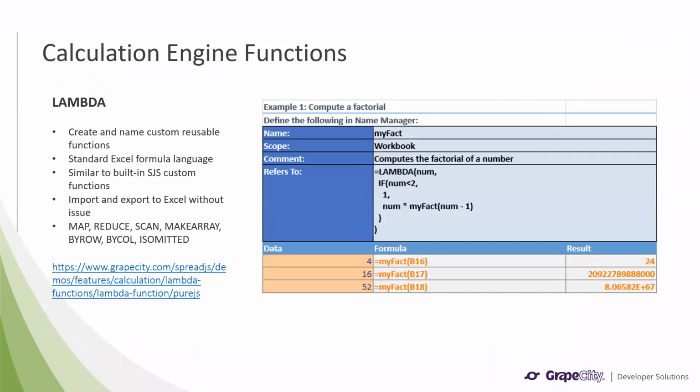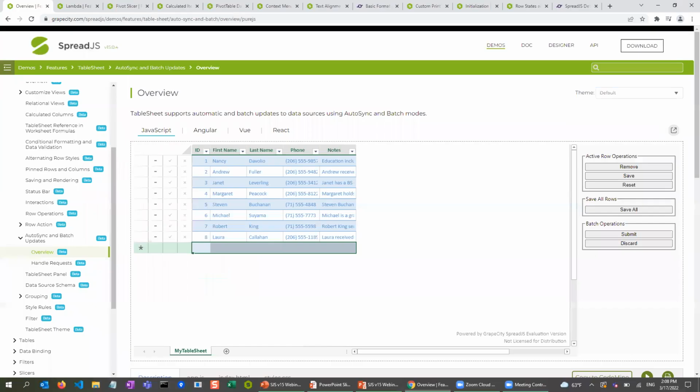Now we move on to the calculation engine enhancements. The biggest function that we have added was Lambda. This Excel function essentially lets you create and name custom reusable functions in standard Excel formula language. These are similar to the built-in SpreadJS custom functions, except you can actually import and export them from and to Excel. We've also implemented other functions that utilize Lambda, including map, reduce, scan, make array, by row, by column, and is omitted. I will now show you an example of these functions.